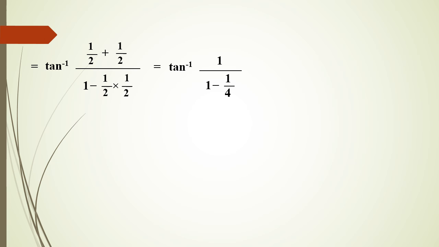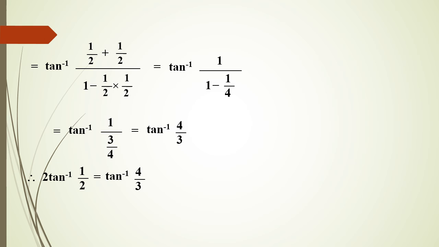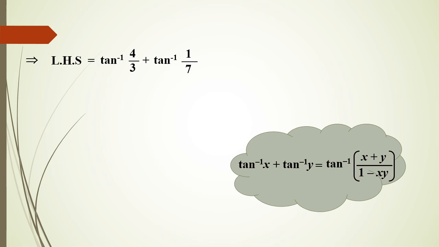Again find the LCM in the denominator. 4 ones are 4 minus 1 is how much? 3. 3 divided by 4. Tan inverse of 1 by 3 by 4 can be written as tan inverse of 4 divided by 3. So the total result of 2 tan inverse 1 by 2 will be tan inverse of 4 divided by 3. Next, go back to the given original left hand side term, that is tan inverse of 4 by 3 plus tan inverse of 1 by 7.